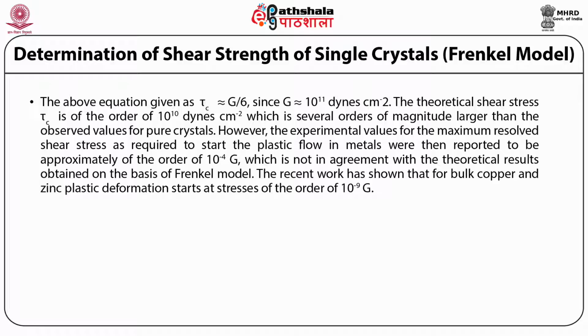However, the experimental values for the maximum resolved shear stress required to start plastic flow in metals were then reported to be approximately of the order of 10 raised to power minus 4 G, which is not in agreement with the theoretical results obtained on the basis of the Frankel model. Recent work has shown that for bulk copper and zinc, plastic deformation starts at stresses of the order of 10 raised to power minus 9 G.